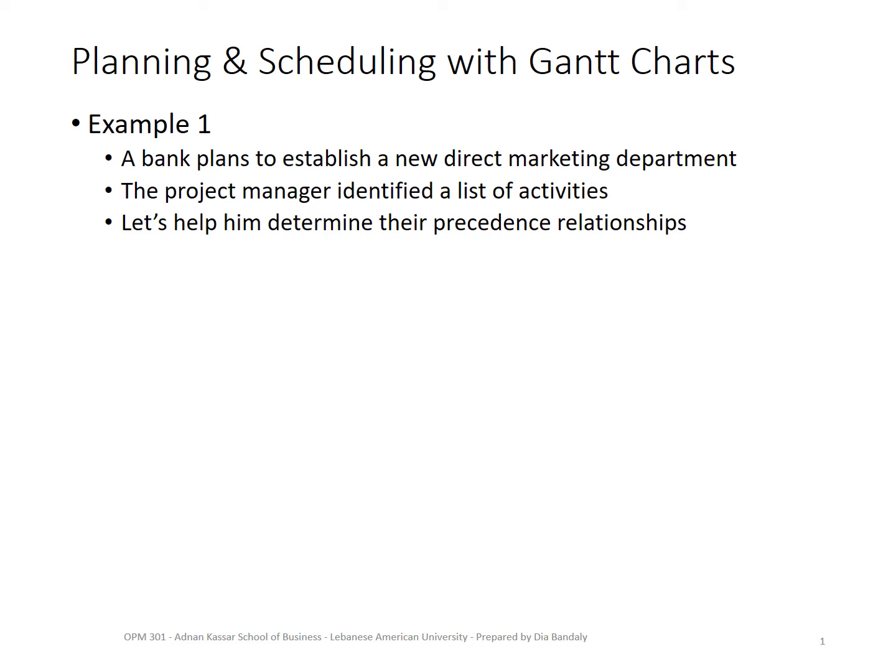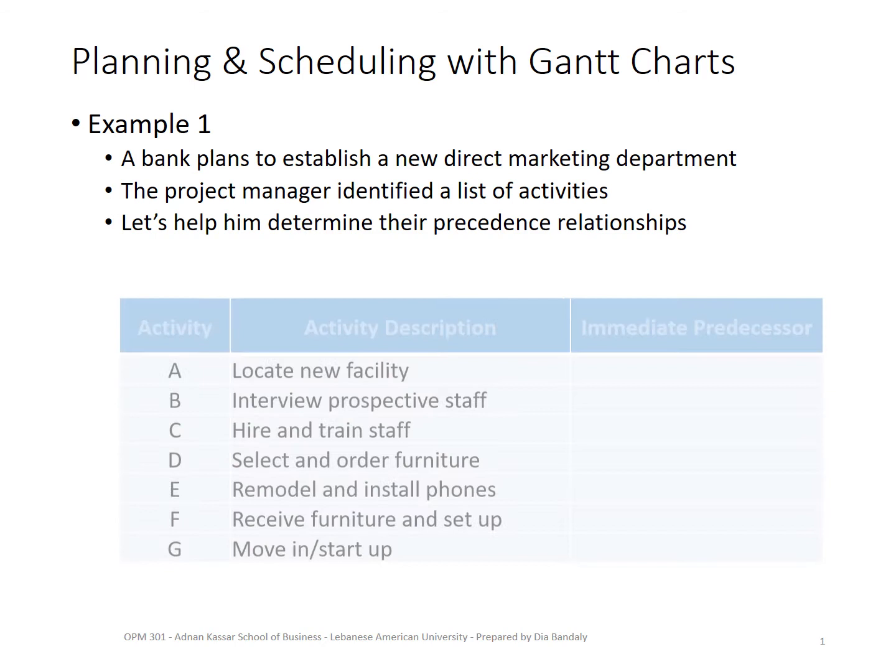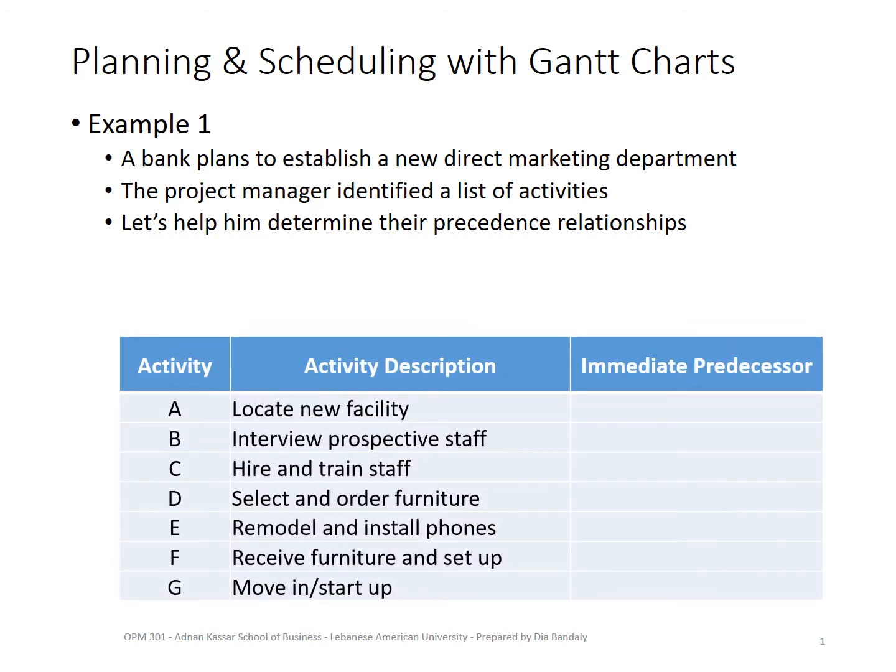Okay, so to illustrate what we've been discussing so far, let's start with a very simple example about a tiny project where a bank wants to establish a new marketing department in maybe a different city. And the project manager has already done his WBS, and he listed the activities as follows. So we need to help him to determine the precedence relationship.